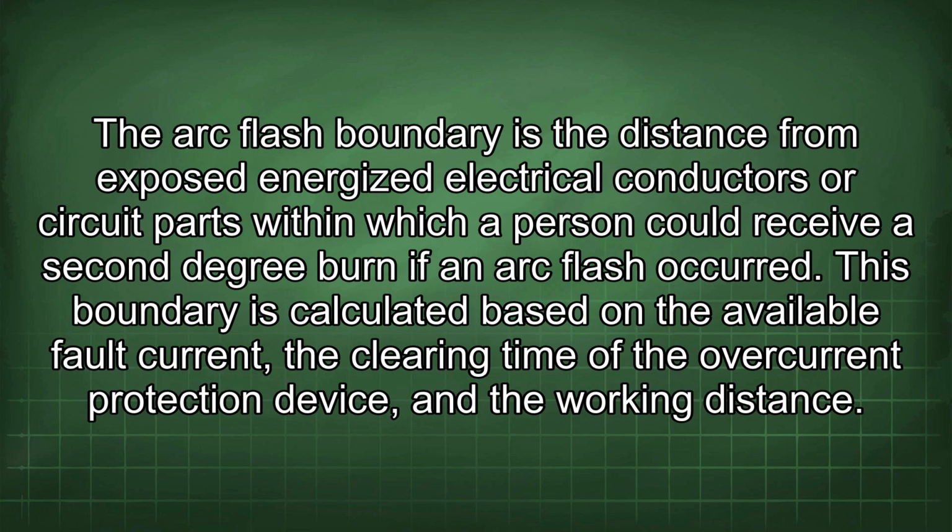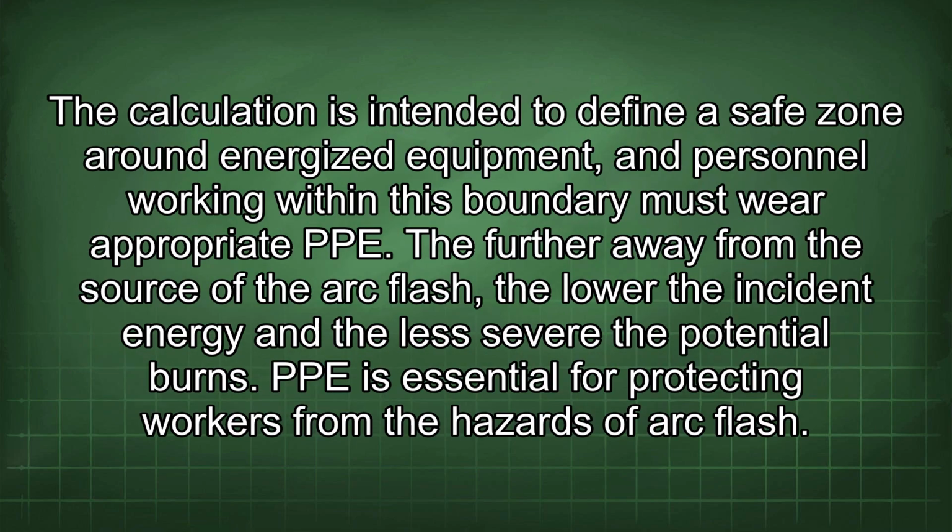The arc flash boundary is the distance from exposed energized electrical conductors or circuit parts within which a person could receive a second-degree burn if an arc flash occurred. This boundary is calculated based on the available fault current, the clearing time of the overcurrent protection device, and the working distance. The calculation is intended to define a safe zone around energized equipment, and personnel working within this boundary must wear appropriate PPE. The further away from the source of the arc flash, the lower the incident energy and the less severe the potential burns.